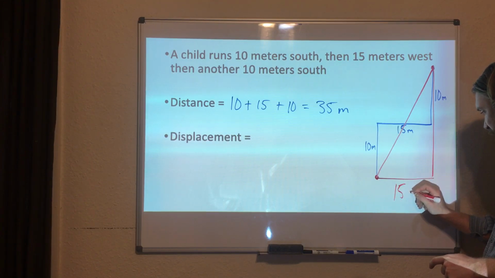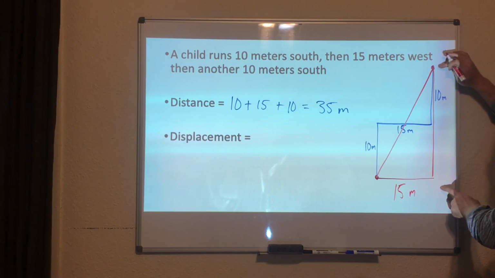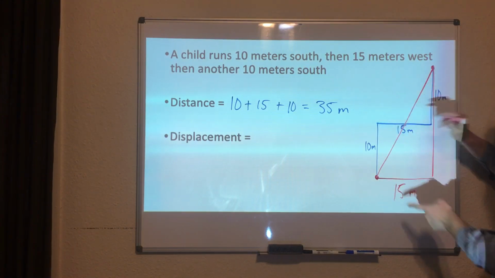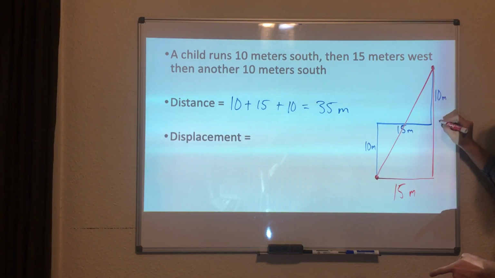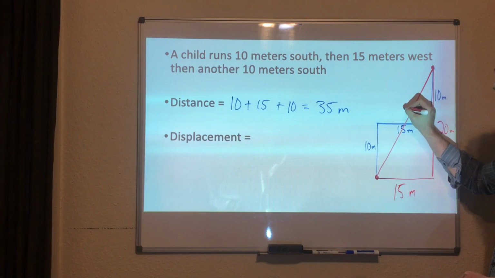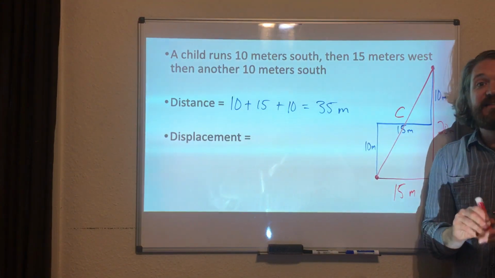So I know this side is 15 meters, whereas this side of the triangle is going to be equal to this distance, 10, plus this distance, 10. 10 plus 10 gives me this side is 20 meters. And then this big side here that I'm trying to find, we always call this side C.